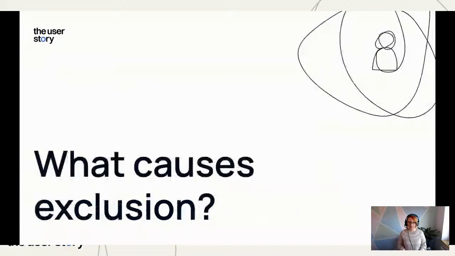So, what causes exclusion? We all know what it feels like to be excluded, but have you ever thought about what can trigger that feeling? Kat Holmes explores this in her book called Mismatch. And the title of her book comes from the World Health Organization's definition of a disability, which was redefined to better shape people's perception of what a disability really is.